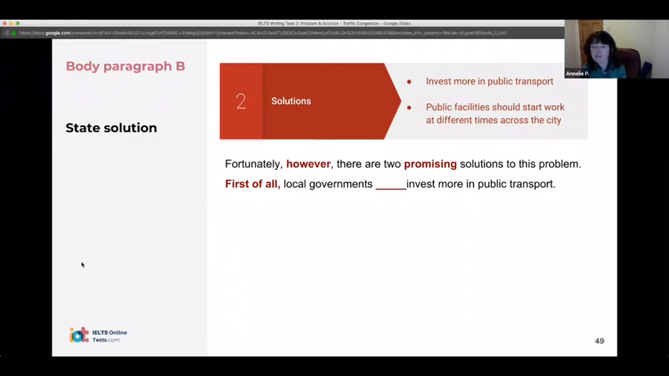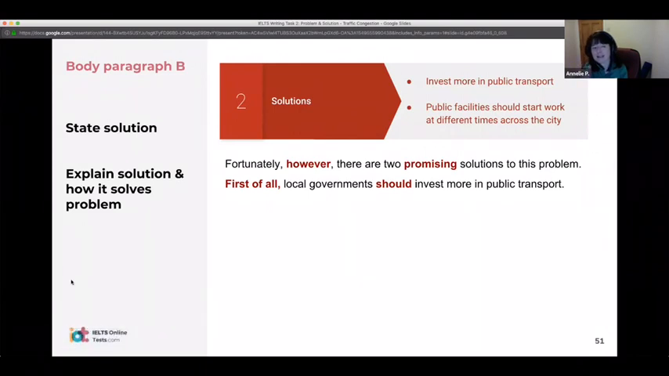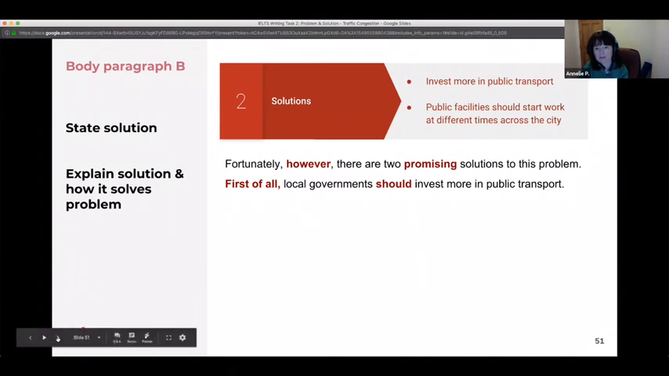Okay, yeah, must consider would be investing more, but yeah, ought to, Ashish, I was going to check about that. So we can use should, we can use ought to, we've used should, could would work as well, yeah. It's a hypothetical suggestion, so it's better to use should or ought to than must, okay. All right. Then we're going to again explain the solution and how does it solve the problem. Yeah, if you haven't explained how it solves the problem, you haven't given a solution. So that's a very, very important part of this paragraph.